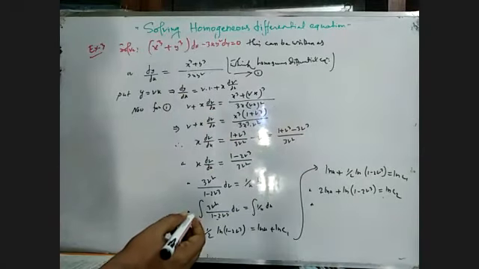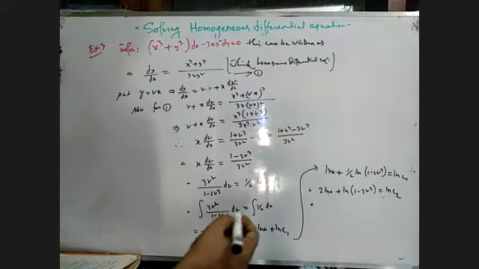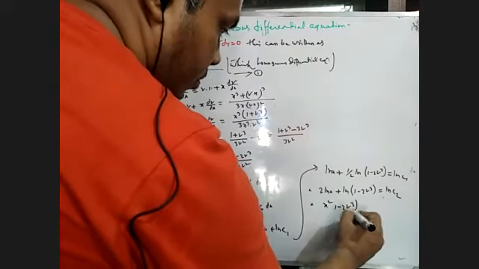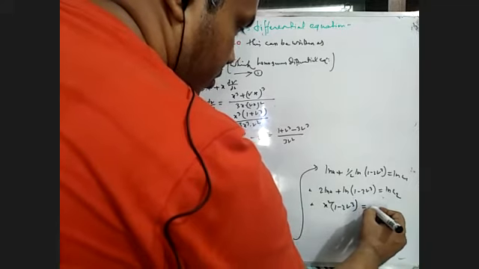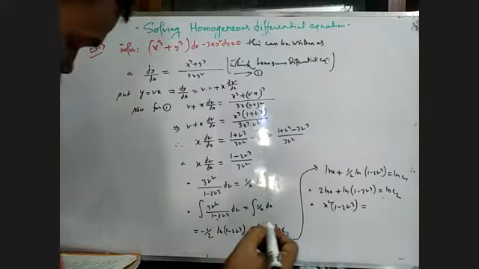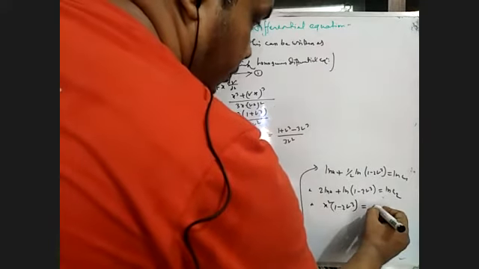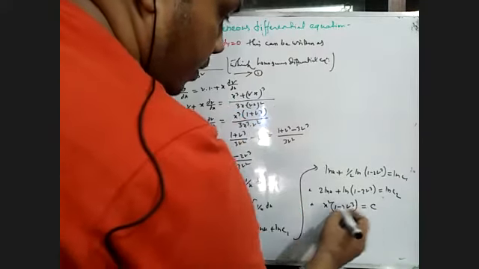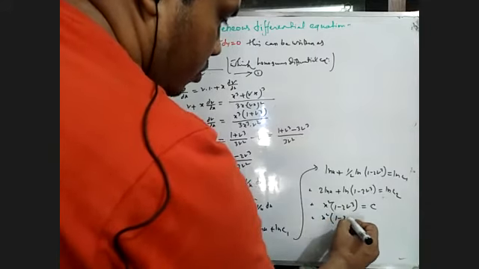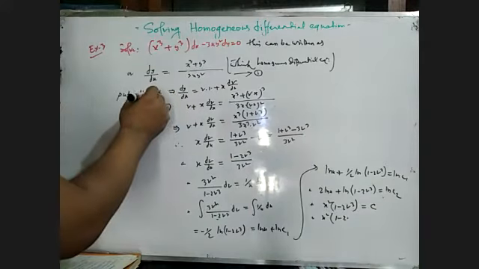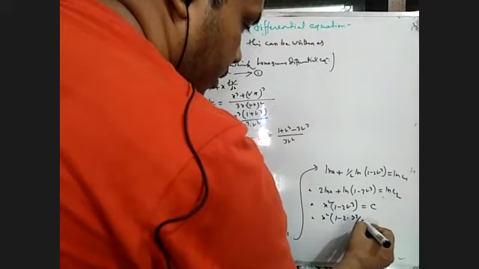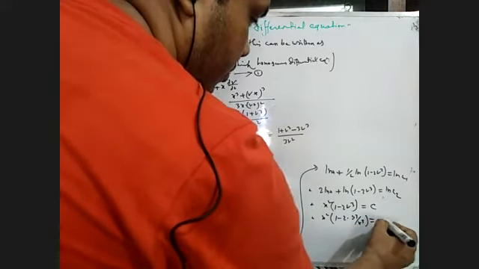So from this, x square into (1 minus 2b cube) equals to what will be C, or 1 minus 2b cube means what? y cube divided by x cube equals c.